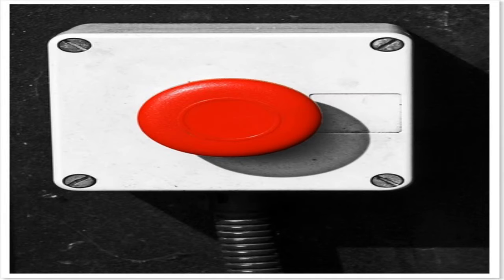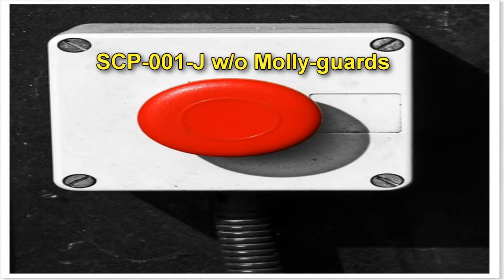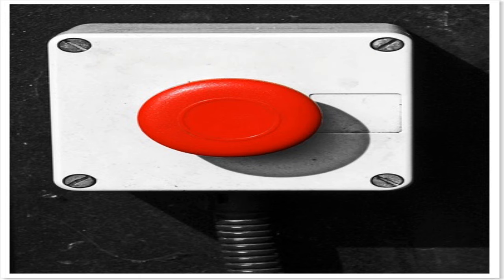Item number SCP-001-J. Object Class Keter. Special Containment Procedures. The location of Site-00, where SCP-001-J is to be kept, must remain an absolute secret. To this end, Site-00 will be guarded entirely by automated defense systems and have no living staff whatsoever.